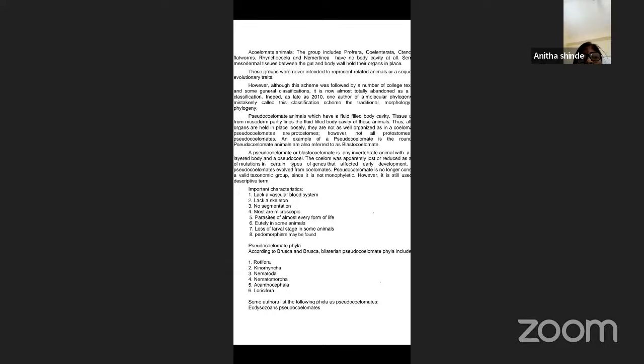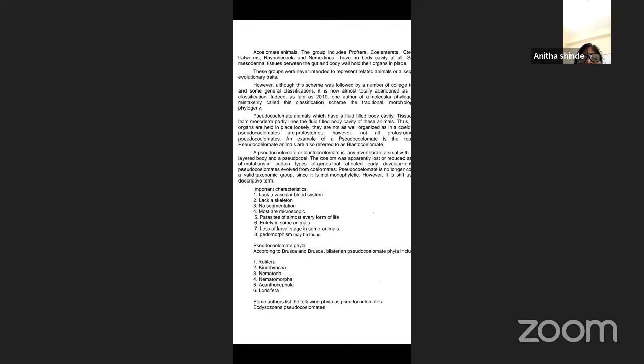Now, pseudocoelomate phyla. According to Brusca and Brusca, they are present in bilateral pseudocoelomates. It includes not only the roundworms, but apart from that, it also includes some of the minor phyla, like Rotifera, Kinorhyncha, Nematoda, Nematomorpha, Acanthocephala, and Loricifera. So these are some of the pseudocoelomate animals. Okay, so this is about the pseudocoelomates.